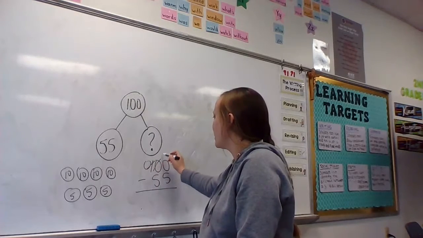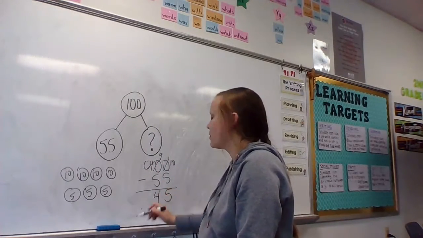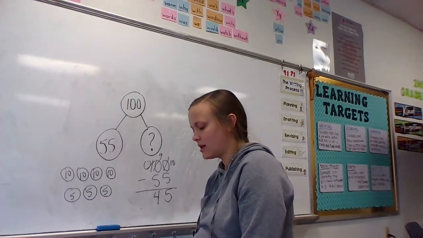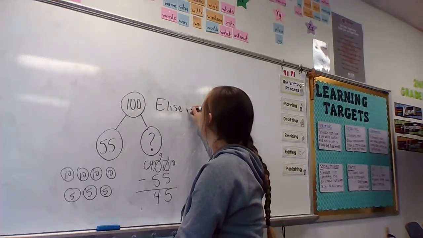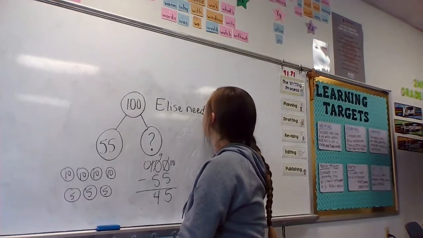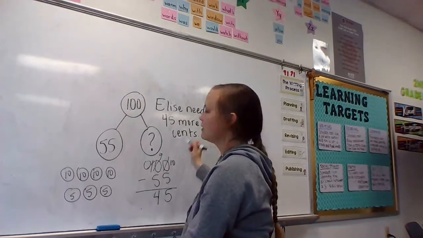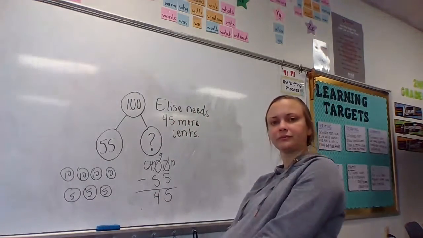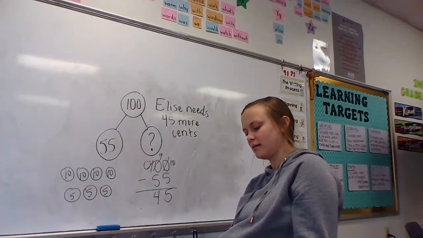But 100 minus 55 is 45 cents. So your sentence would be, Elise needs 45 more cents. Okay? And that's how you guys do 4, 5, and 6 on the back.